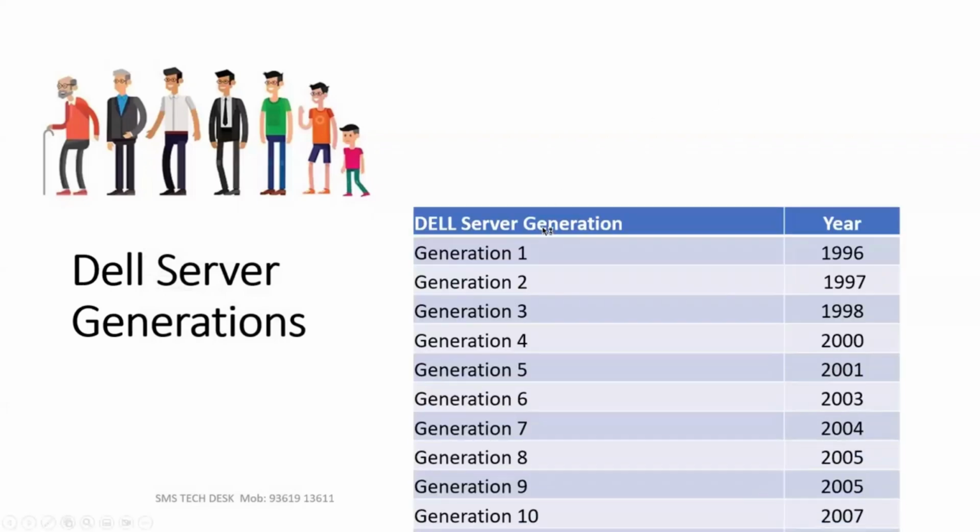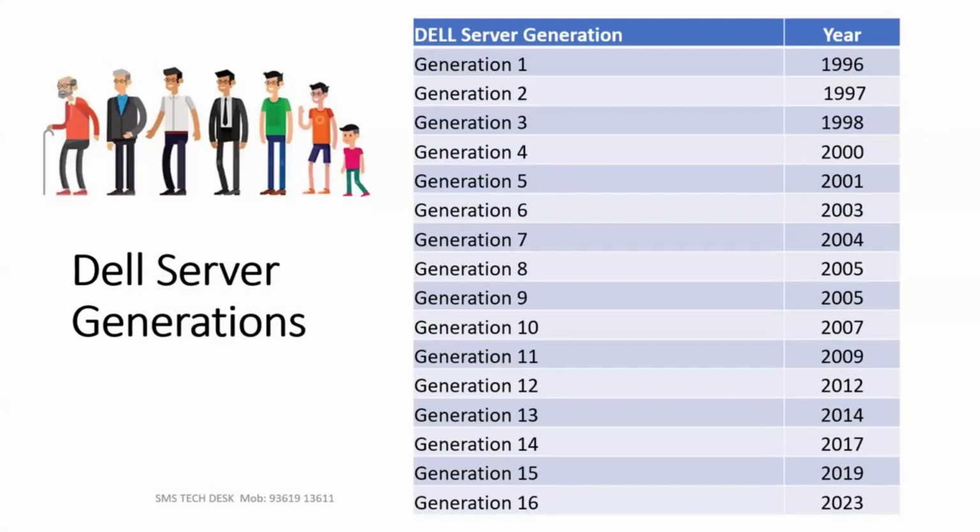So this is about generations. We have generations from 1 to 16. The latest generations we are using in the market right now are generation 15 and 16, because generation 16 was released in 2023. So every 3 or 4 years they release a new generation of servers.